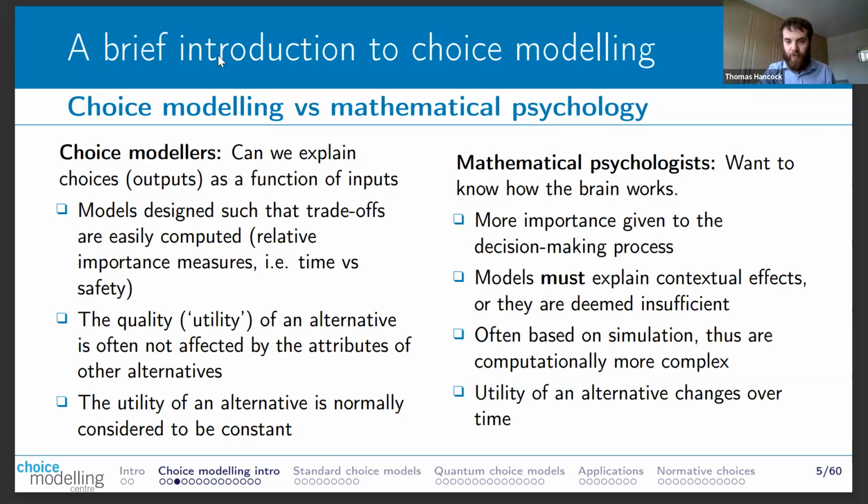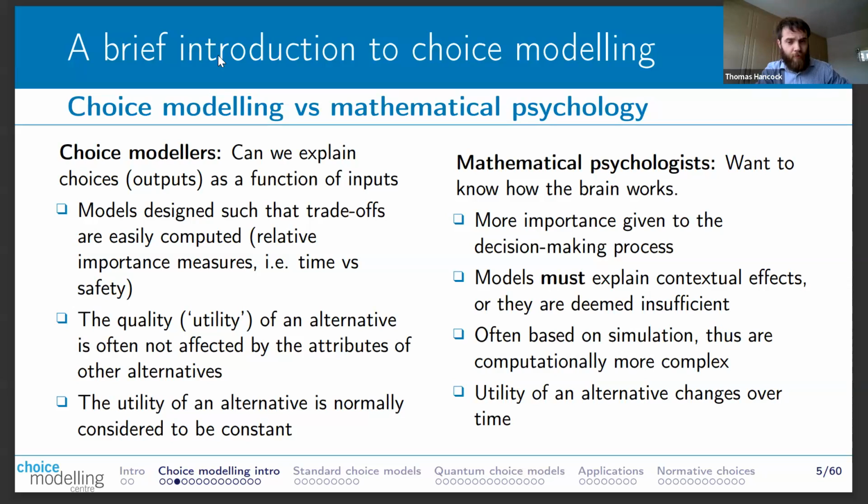Mathematical psychologists are slightly different. They want to know how the brain works. They're going to look more at the decision-making process. That might involve looking at eye tracking. It might look at brain scanning, for example, EEG. So they're really looking at how this person looks at this data and these alternatives and makes their choices. So much more importance is given to that decision-making process. And models must explain these context effects or they're deemed insufficient. Basically, there are a number of effects that have been found within behavioral economics, and mathematical psychologists try to understand how those effects occur. So they try to build models that explain those various effects.